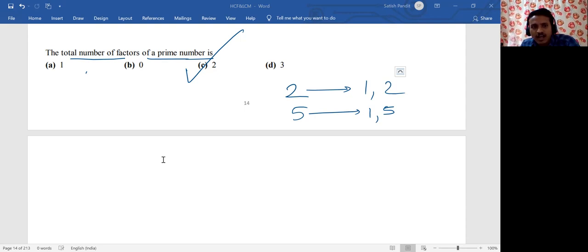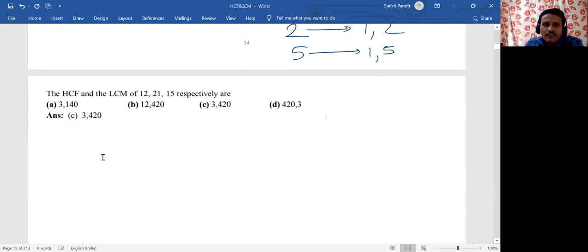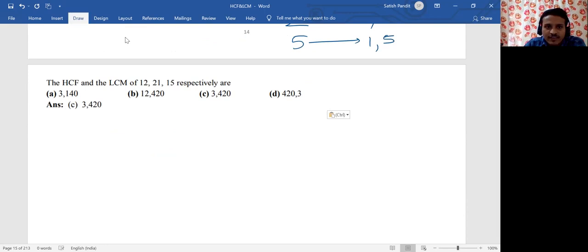See, next they have asked this question. The HCF and LCM of 12, 21 and 15 are. See, here also you can use your prime factorization method. You can use the prime factorization method and solve it. So let us solve this also.